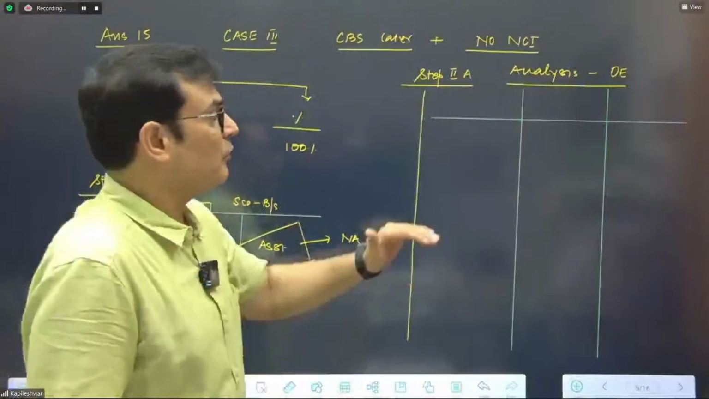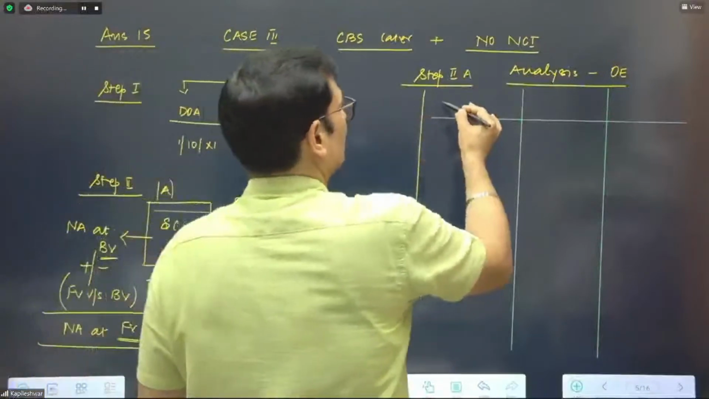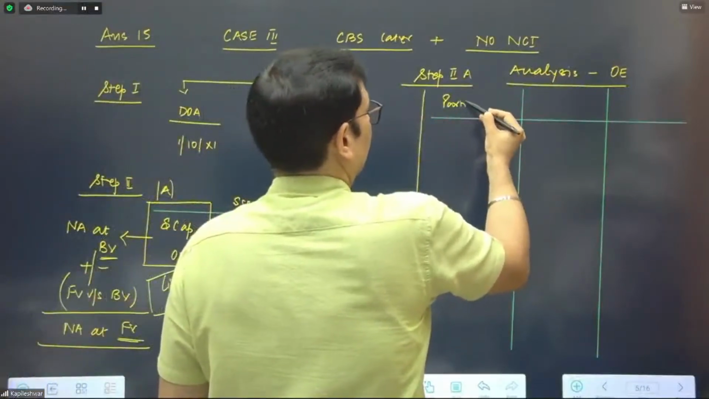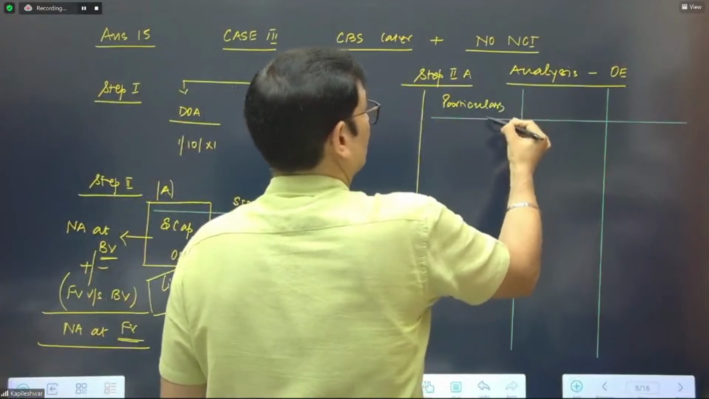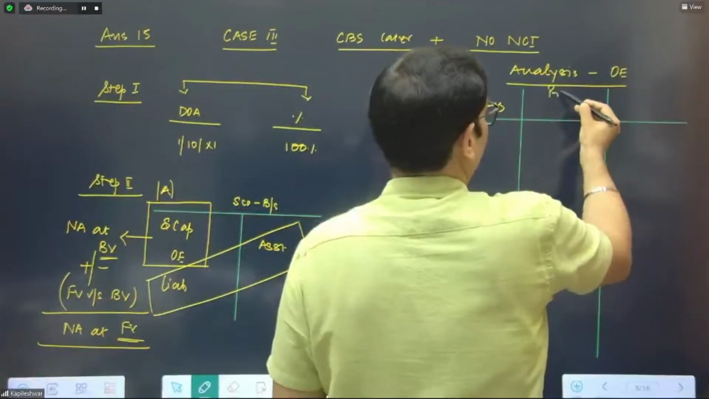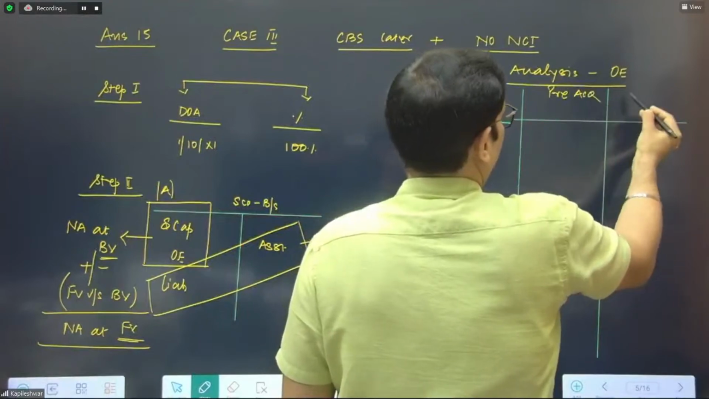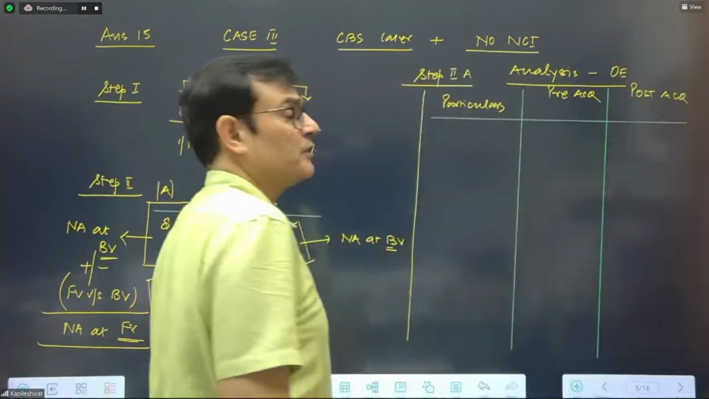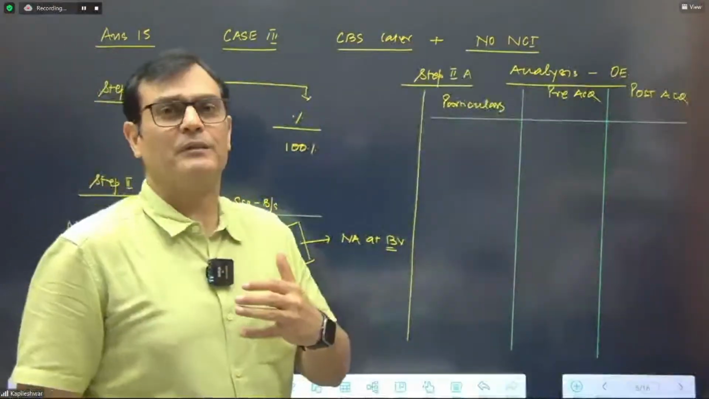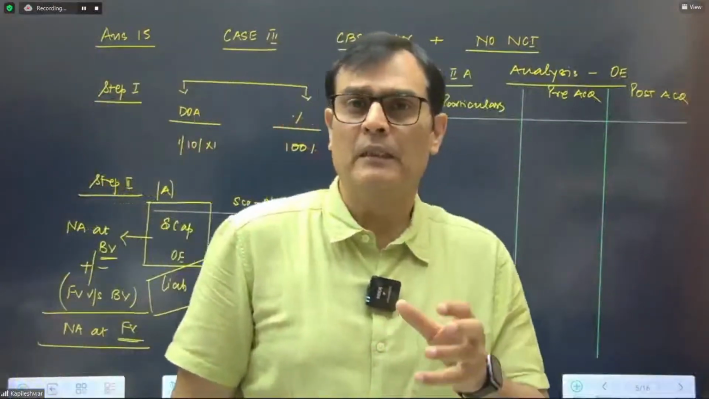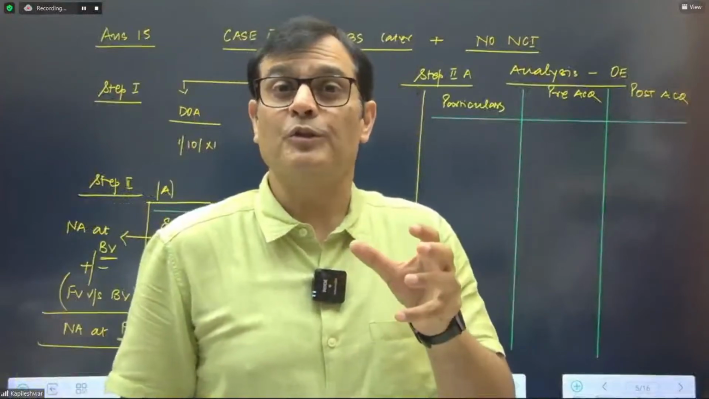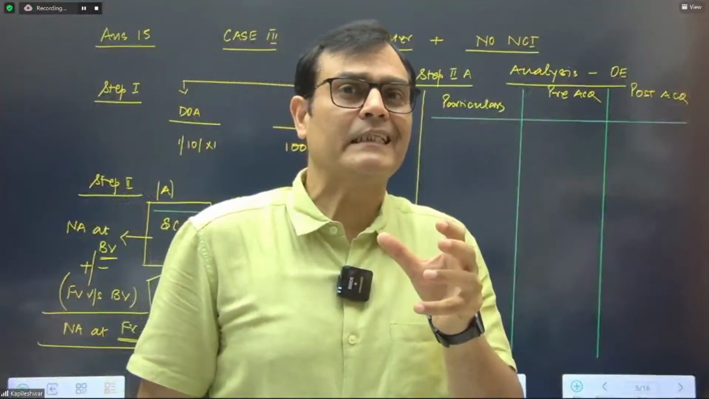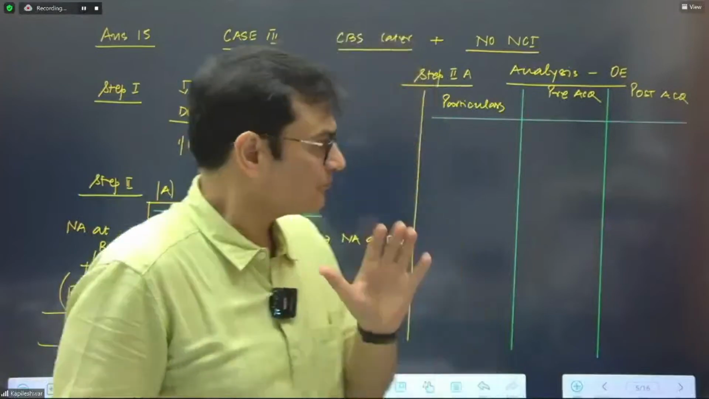So we're going to create some columns. One is a column for particulars, and one is a column because we want to do the analysis. We need pre-acquisition and we need post-acquisition. Now see the focus very clear. The next 5 minutes is going to be very crucial, 5-10 minutes, because I'm going to give you how you need to go systematically in the analysis of other equity.